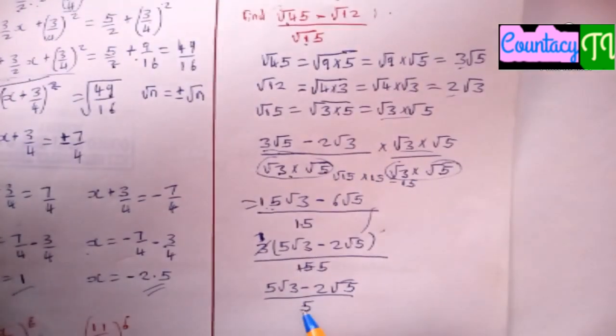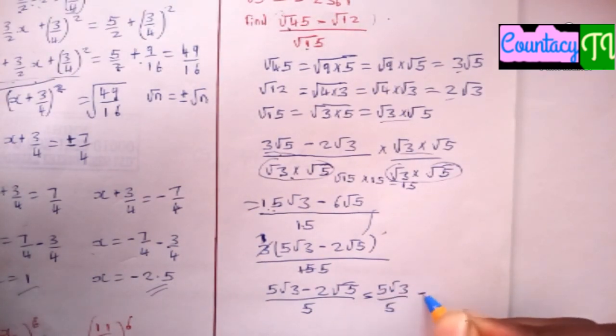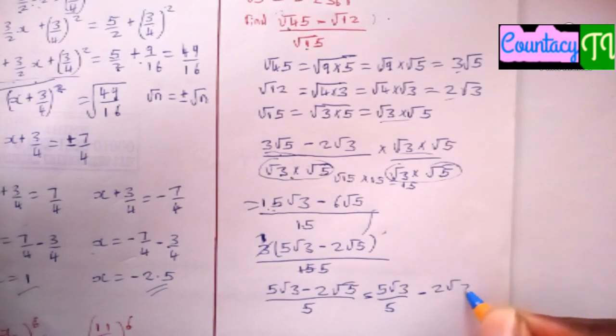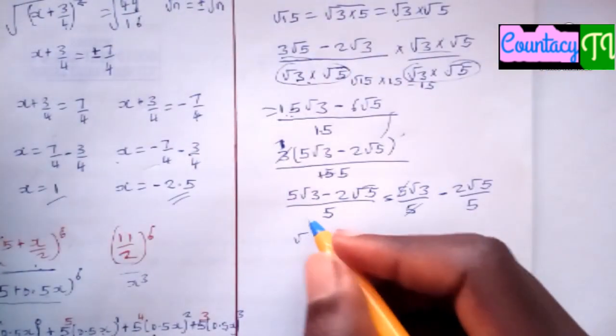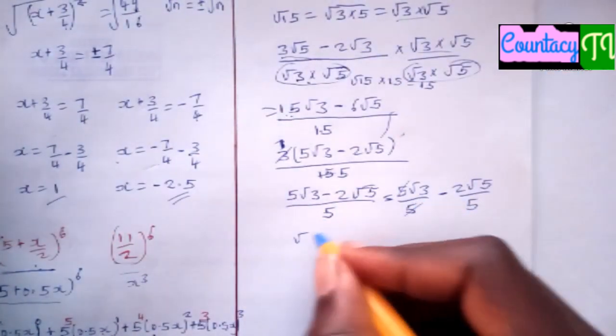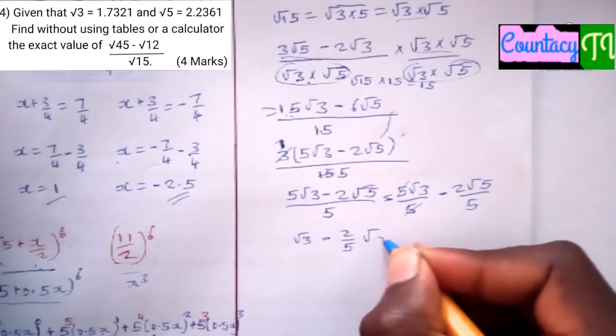This one is equivalent to 5 root 3 all over 5 minus 2 root 5 all over 5. So this 5 can get away with this 5, to remain with root 3 minus 2 root 5 all over 5. I hope it's clear on your screen.